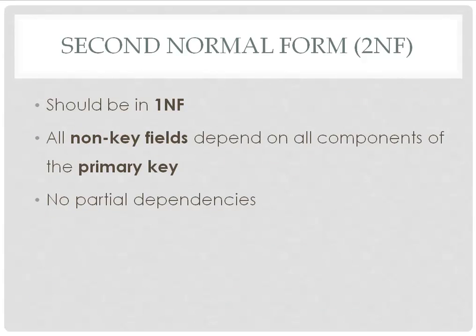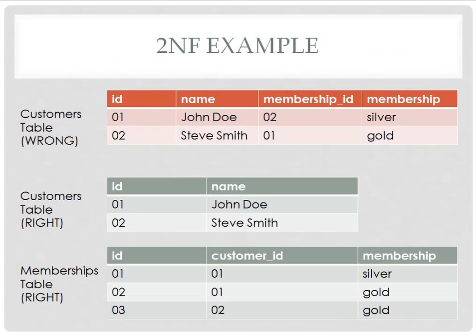So second normal form should have the first normal form formatting. Also, all non-key fields depend on all components of the primary key, and we'll see an example of this in the next slide. And we also want no partial dependencies. Here we have a customers table which has the ID, the user's name, the membership ID, and the membership. Now you don't want to have the membership ID along with the customer ID in the same table.